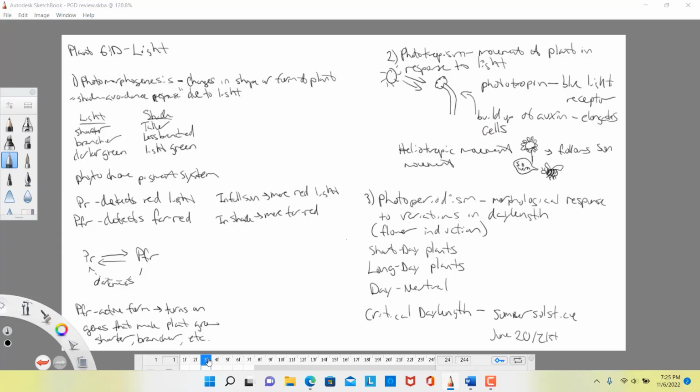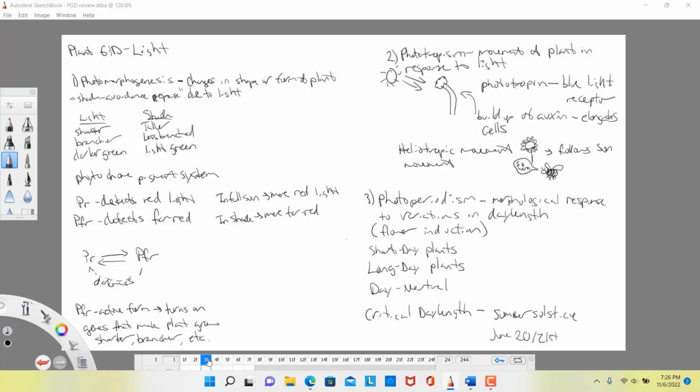But first, we are going to review. So last lecture, we looked at plant growth development and light again. And we looked at three responses that our plants can have towards light: photomorphogenesis, phototropism, and photoperiodism.